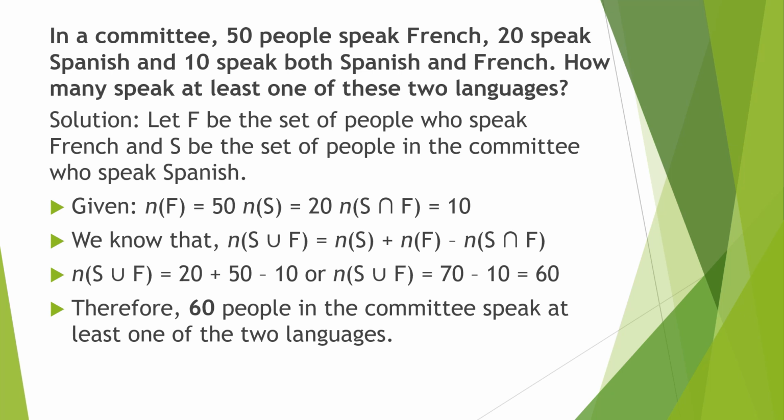Again, by the formula, n of S union F is n of S plus n of F minus n of S intersection F. We are given the values, just put the values, and you get the number of elements in S union F as 60. It means 60 people in the committee speak at least one of the two languages.